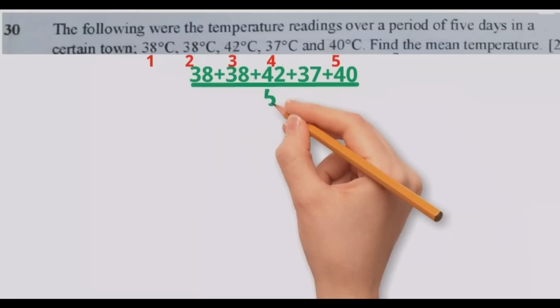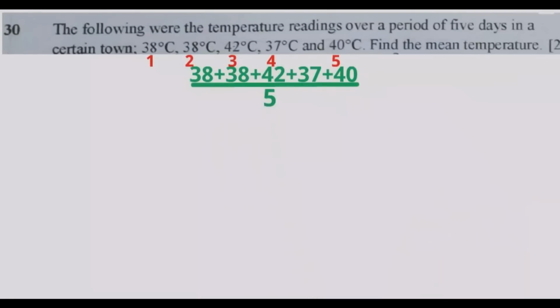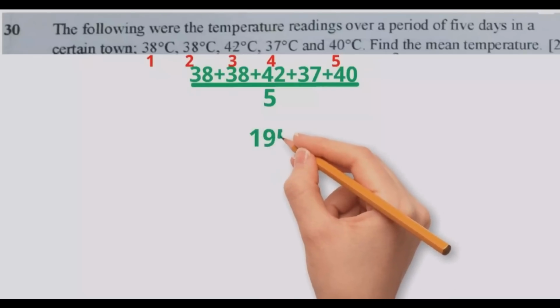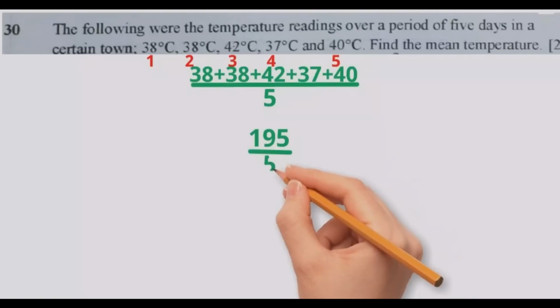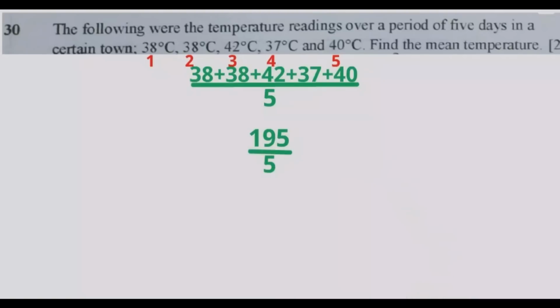When you add that, let's add together: 38 plus 38 will give you 76. 76 plus 42 should give you 118. 118 plus 37 should give you 155. 155 plus 40 will give you 195. Divide by 5. Then when we divide that, it's going to give us 39.